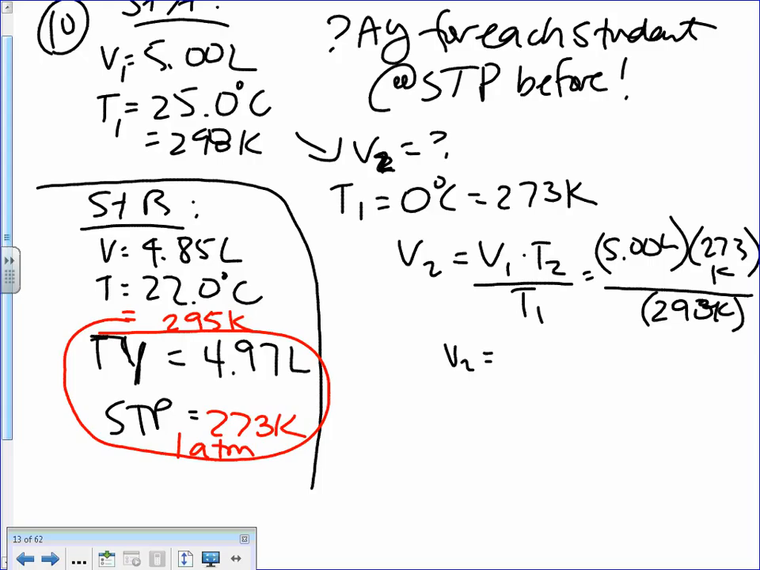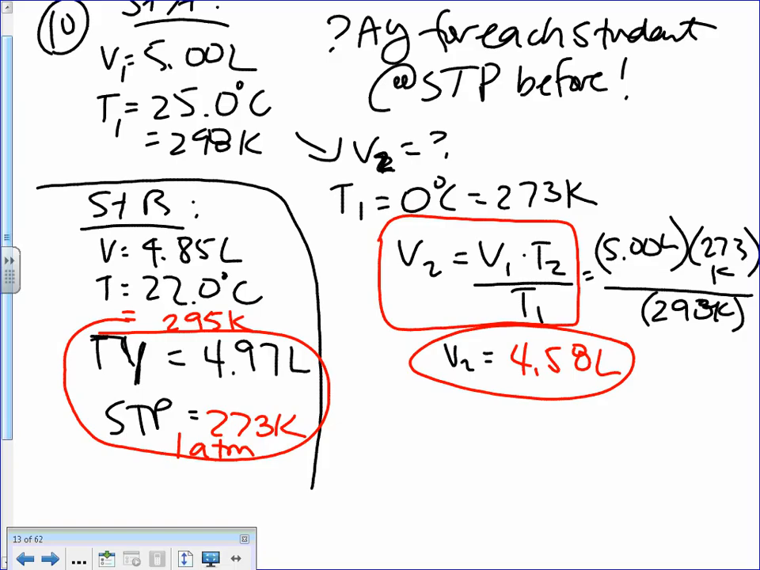So at 273, the way I've set it up is, I did Charles' law, V1 over T1 equals V2 over T2. I solve for V2 by doing V1 over T1, and then I multiply by T2 on the other side. So this is our rearranged formula. We're solving for V2. 5 liters was what they got at 298. So when we multiply by the 273 Kelvin for standard conditions, what is the volume? Anybody? 5 times 273 divided by 298. Oh, fractions. 4.58 liters. And that's what their gas is equivalent to at STP.